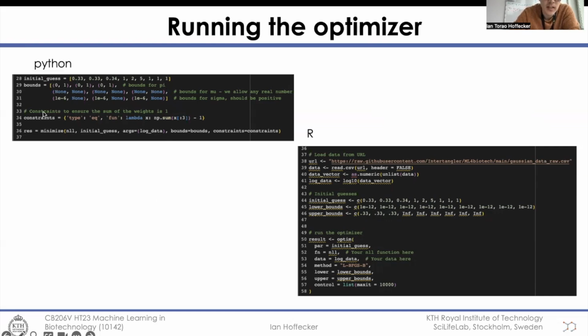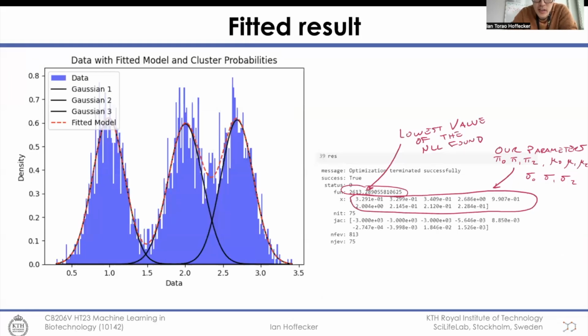And then we've also added bounds here to prevent, for example, the weights from becoming negative. We also don't want the means in this case to be negative, so there's no such thing as a negative expression value. And so this will help the optimizer stay well behaved. And so we should get this fitted result at the end.